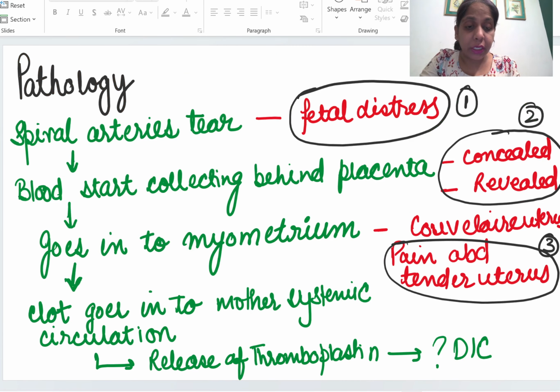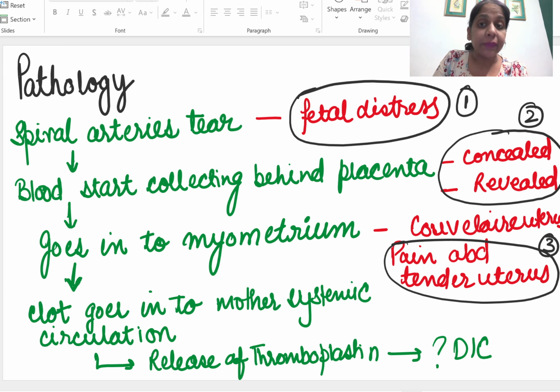Next, what is the pathology? Now we have all understood that the spiral artery tears and the placenta separates prematurely, which is abruption. So what happens if spiral arteries tear? This slide is very important to solve the clinical situations which they give. Just after a few minutes you will study that we cannot diagnose abruption placentae by ultrasound or any investigation. We can only diagnose abruption placentae clinically. So please focus here. If you understand the pathology, then only will you understand the clinical symptoms.